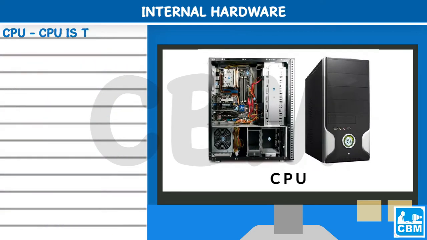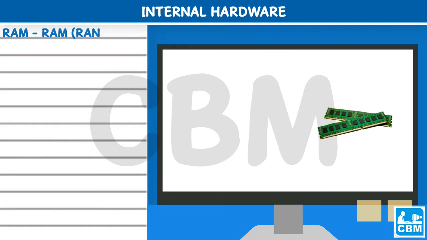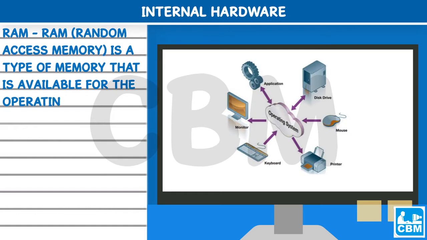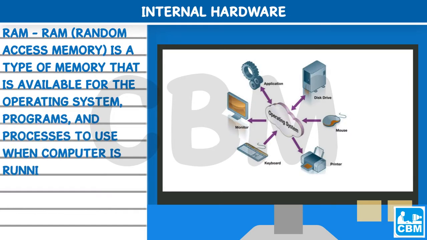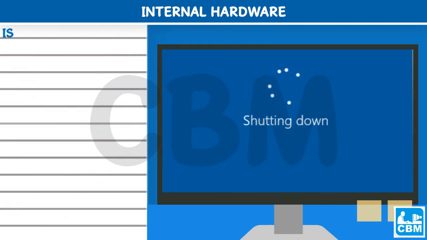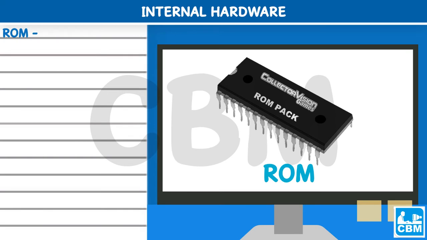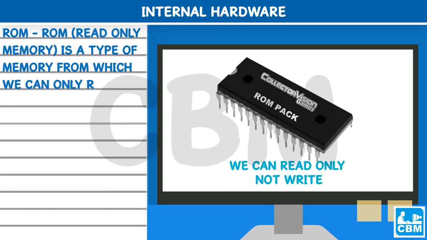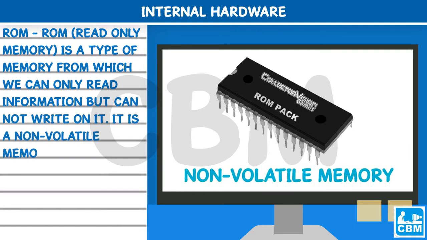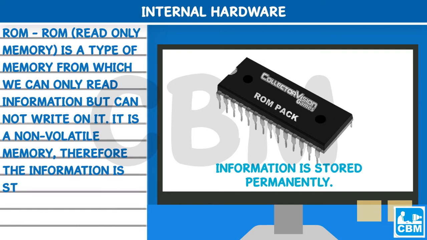CPU. CPU is the main unit of a computer. RAM, random access memory, is a type of memory that is available for the operating system, programs, and processes to use when the computer is running. It is volatile memory. This memory is lost when the computer is shut down. ROM, read-only memory, is a type of memory from which we can only read information but cannot write on it. It is a non-volatile memory, therefore the information is stored permanently.